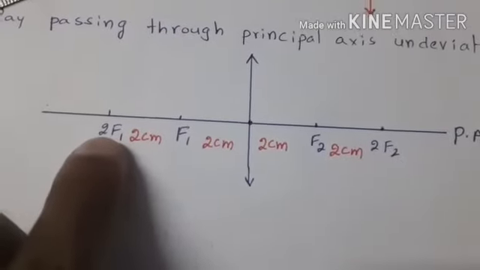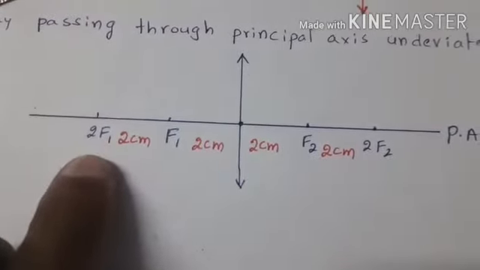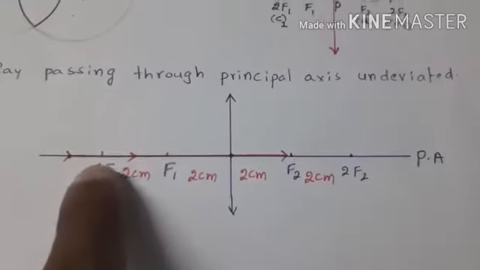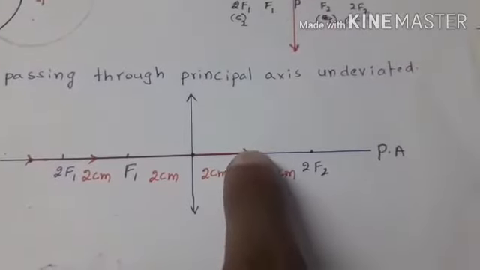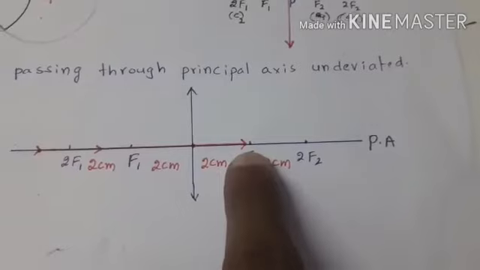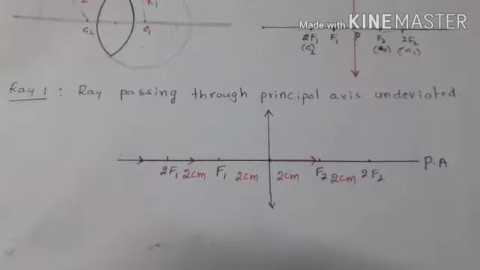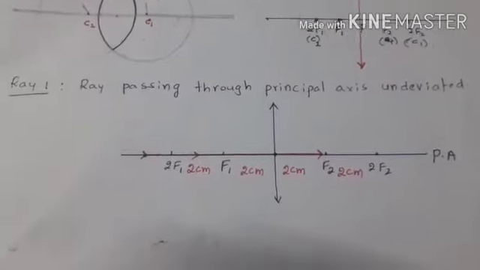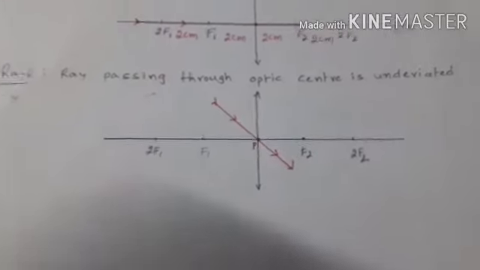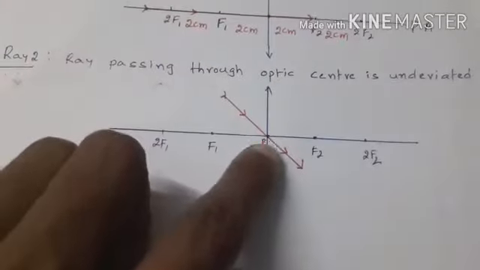This is 2F1. This is the center of curvature. A ray started here and passing through the principal axis is undeviated. This is the first ray. This is the second ray, which passes through the pole undeviated.